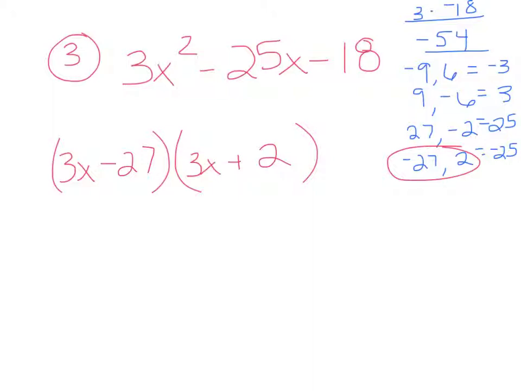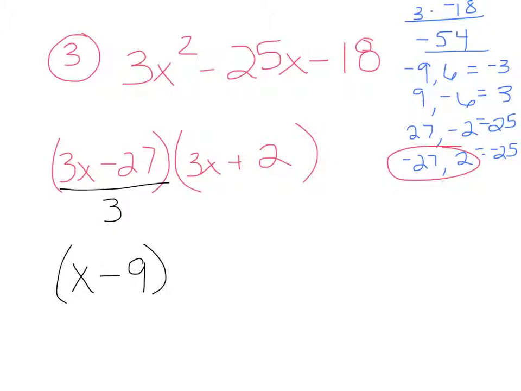Okay, now we're going to look at our parentheses and we're going to factor a greatest common factor out of each separate parentheses. So in other words, is there a greatest common factor between 3x and 27? Yeah, there's a 3. So I'm going to pull a 3 out. I'm going to divide this whole thing here by 3. Okay, so that gives me x minus 9.